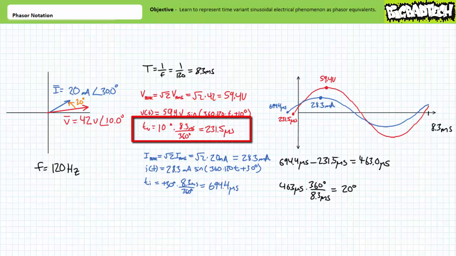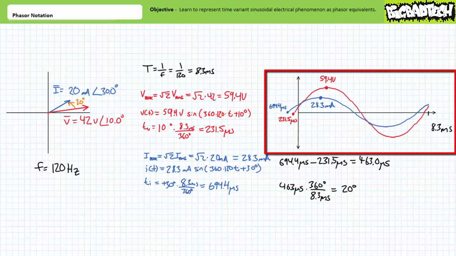Given voltage is phase shifted by positive 10 degrees, this corresponds to a time shift of approximately 231.5 microseconds, as this operation illustrates. If we were to plot the voltage waveform, note it peaks out at 59.4 volts.